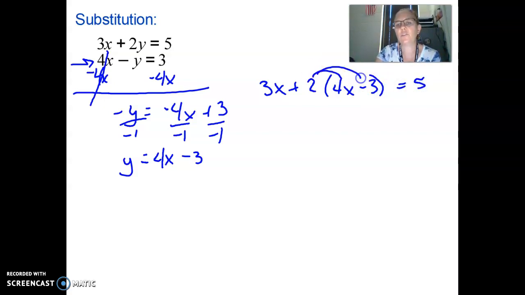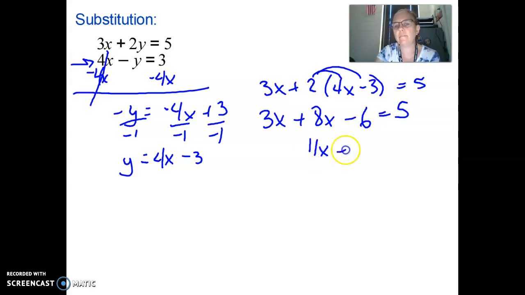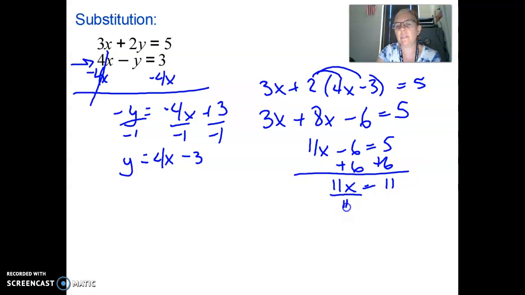All right, I'm going to have to distribute the 2. So 3x plus 8x minus 6. Okay, combine like terms. 3 and 8 makes 11. Add 6 to both sides. And now I'm going to divide by 11 to get x by itself. And I get x is equal to 1.